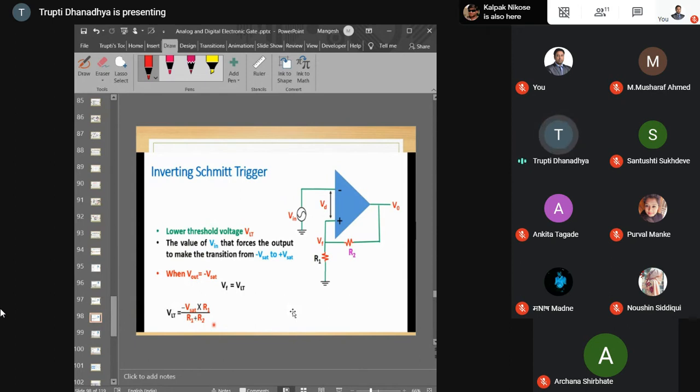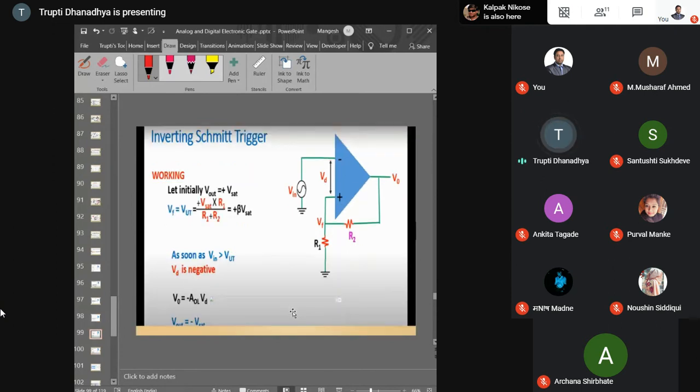So we can vary the input waveform. We can force the output to go from plus V saturation to minus V saturation, or minus V saturation to plus V saturation. So yes, that is the working of the Schmitt trigger. Of course, in the Schmitt trigger we get hysteresis loss, and we get a square wave as an output. There are initial conditions for your Schmitt trigger.